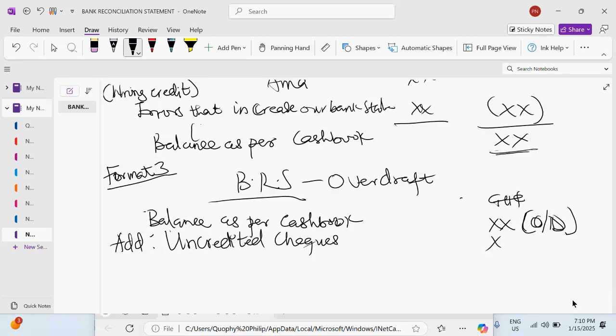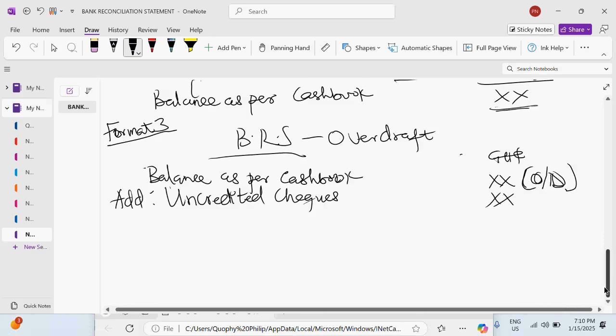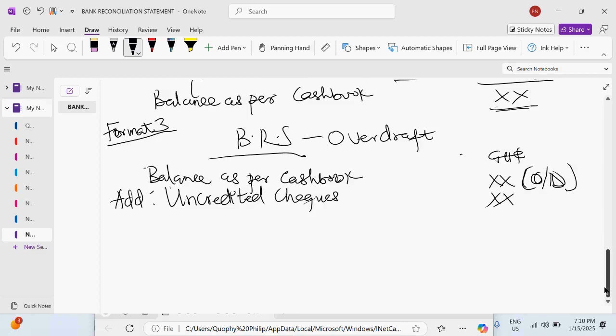If I know the normal one: balance as per cash book, add unpresented checks, deduct uncredited checks. If it's an overdraft, balance as per cash book, add uncredited checks. So that's how the whole thing is. It's not difficult. Bank reconciliation is one of the cheapest topics in accounting. If you're adding uncredited checks, what will come here? Is it wrong debit or wrong credit?